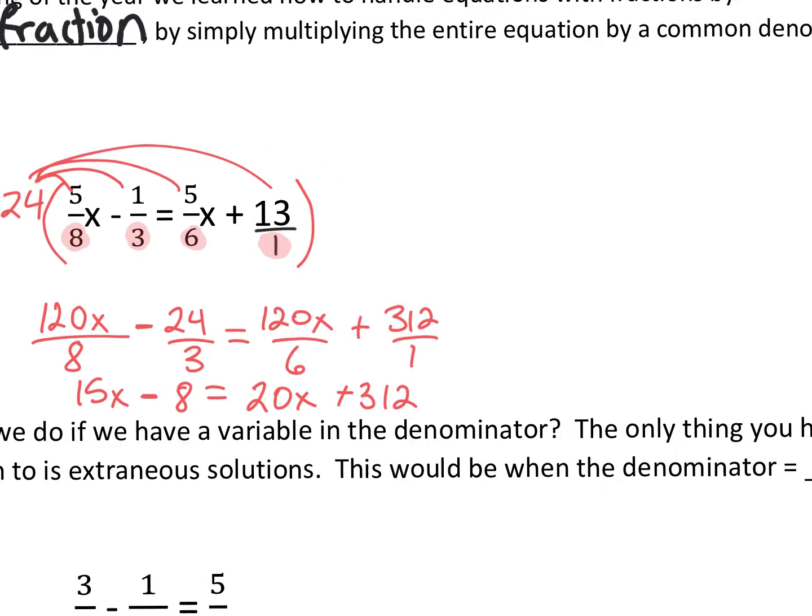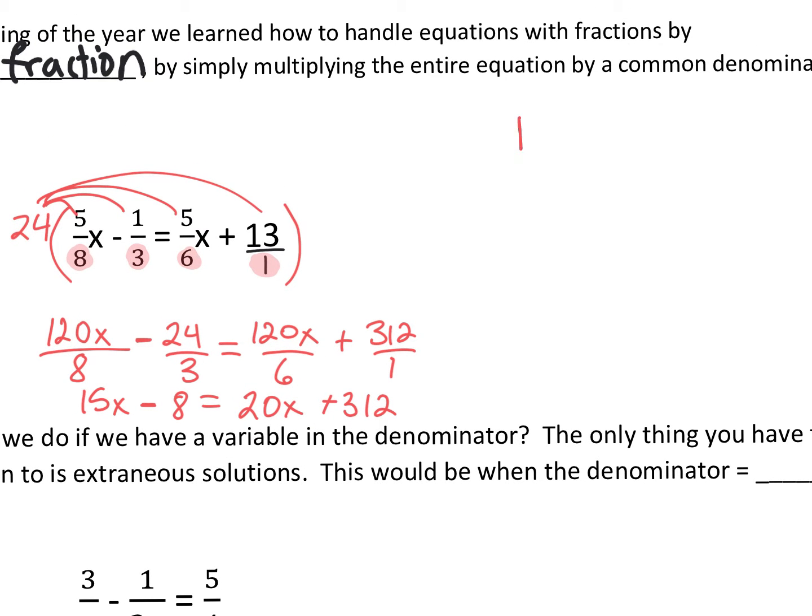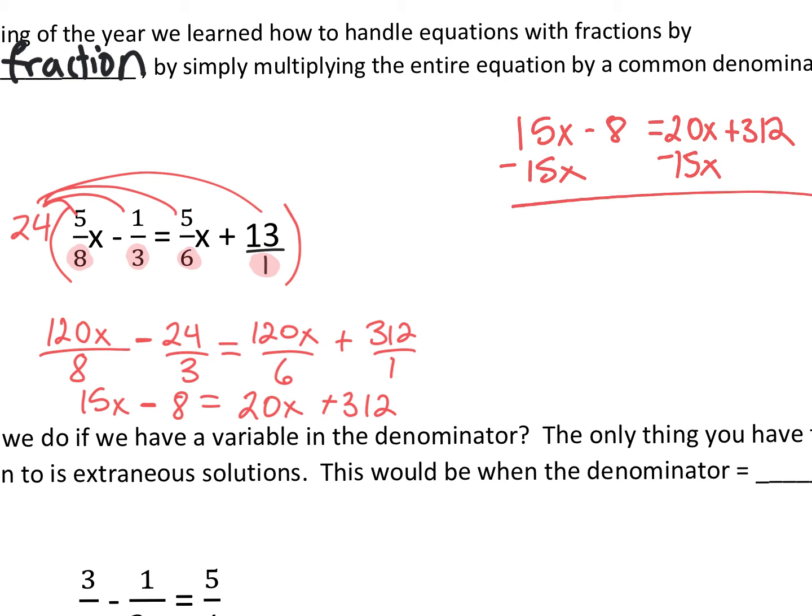Yes. Absolutely, okay? I'm going to write it over here just so I have room. If you write smaller than me, you'll be good. How do I solve an equation that looks like that? There's no parentheses. Combine like terms. Yep. I like to move the smaller variable first. So I'm going to subtract the 15x over. That leaves me with negative 8 equals 5x plus 312.